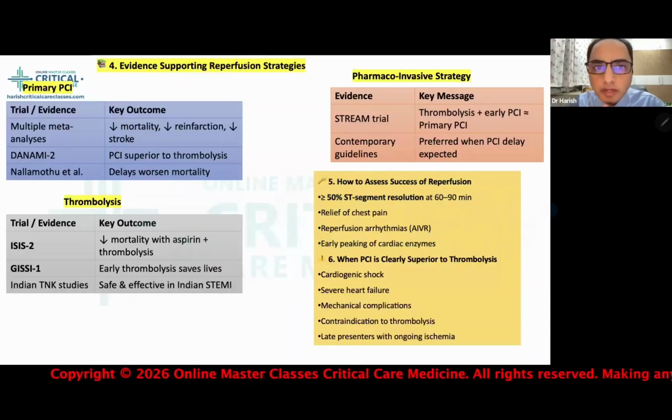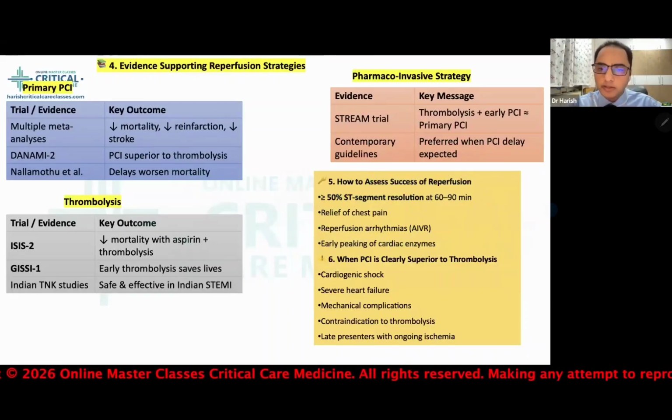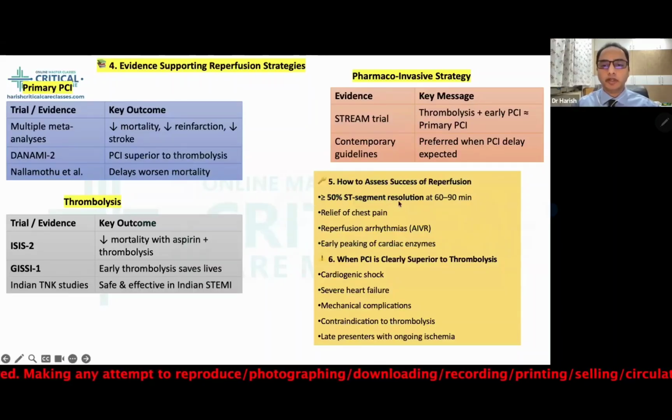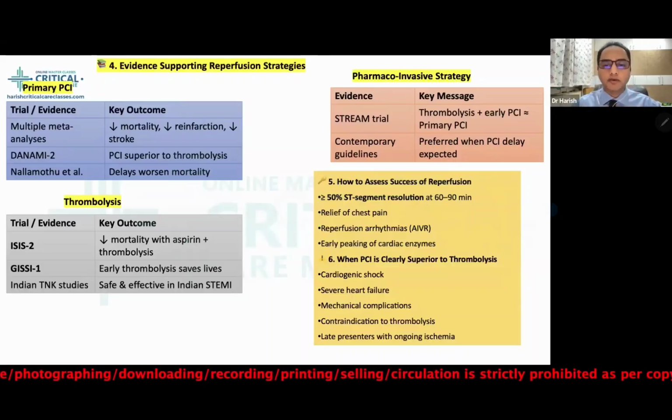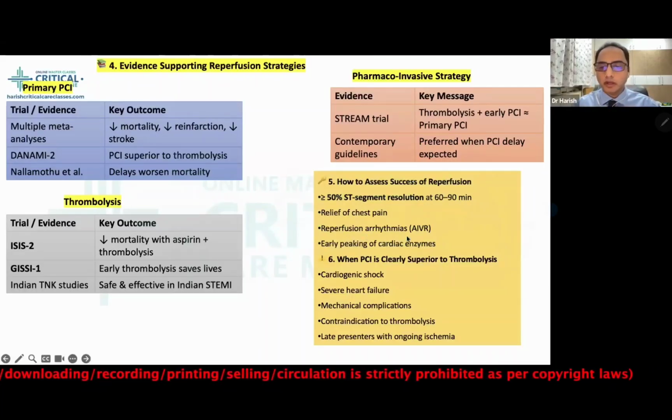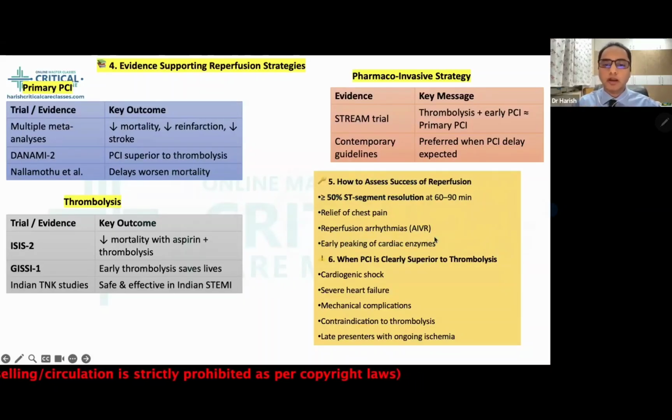But once we have done reperfusion therapy, like thrombolysis, how do we assess the success of the reperfusion, whether it is helping or not? There should be greater than or equal to 50% ST segment resolution in the next 60 to 90 minutes. There should be relief of chest pain. Reperfusion arrhythmia, what we call accelerated idioventricular rhythm, should be there. Early peaking of cardiac enzymes should be there.